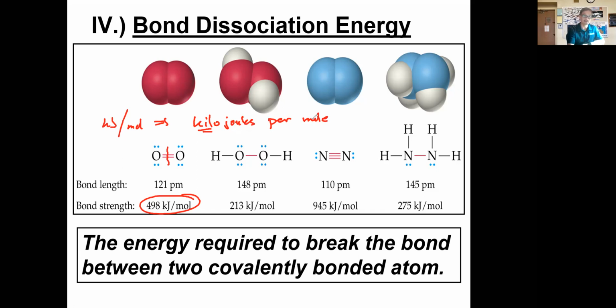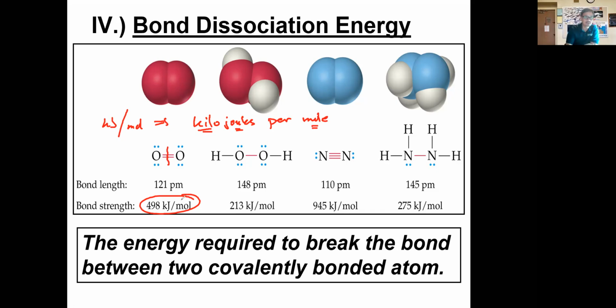Joules is the unit of energy, and we'll talk about what this unit of mole is in chapter 10. But that's what we have here. This is the unit of energy, 1,000 units of this energy for every 1 mole, and it's a quantity unit of oxygen. So it's going to take that much energy to break it up.